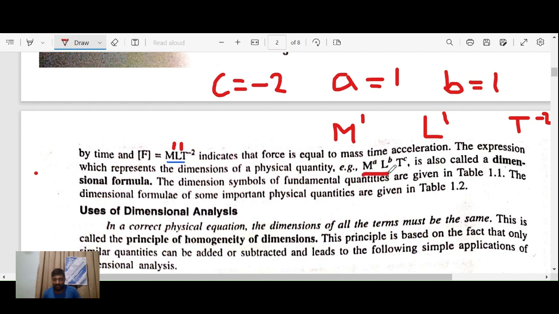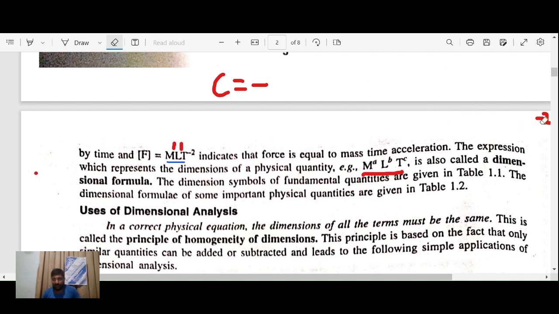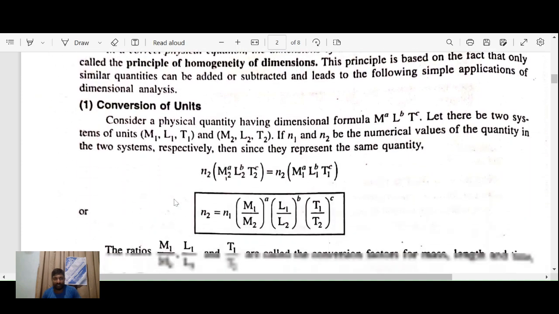See this dimensional formula. What is the dimensional formula? The dimension symbols of fundamental quantities are given in the table. It's very important for us. I'll erase those things because they are really important for us to know how to find the dimensions fundamentally. That's why I brought it over here and I'm trying to show you.